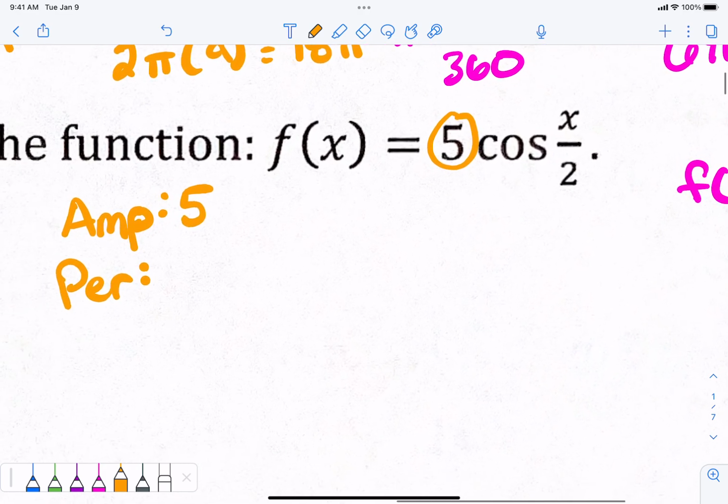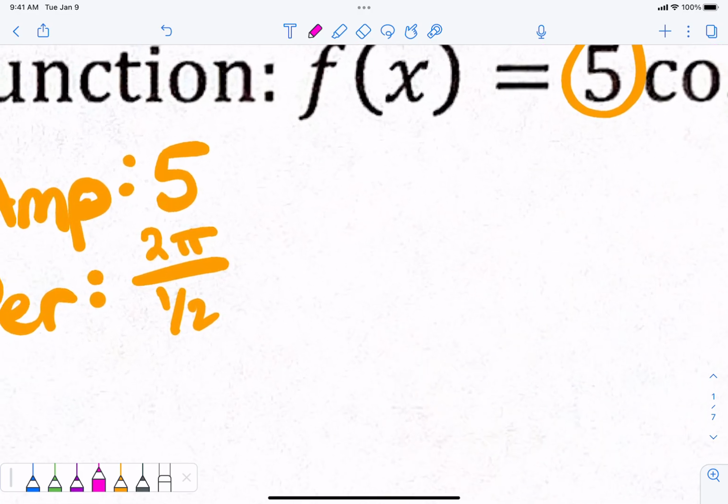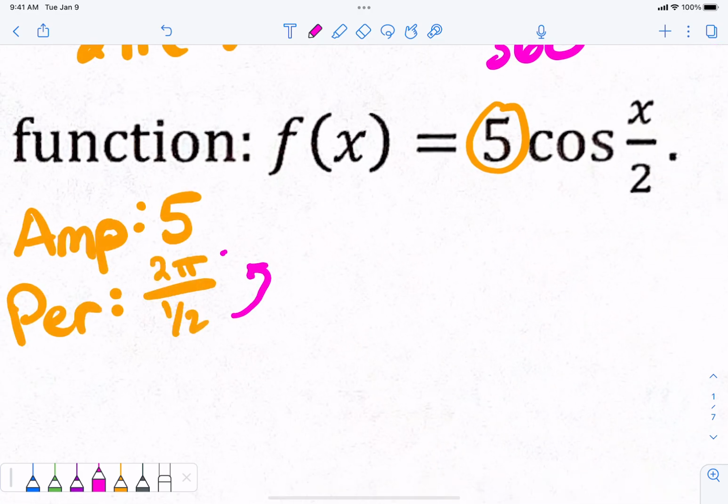2 pi divided by what? B? B is one half. So 2 pi divided by one half. You flip the one half to become 2 over 1. What's 2 pi times 2 over 1? 4 pi. So the period is 4 pi.